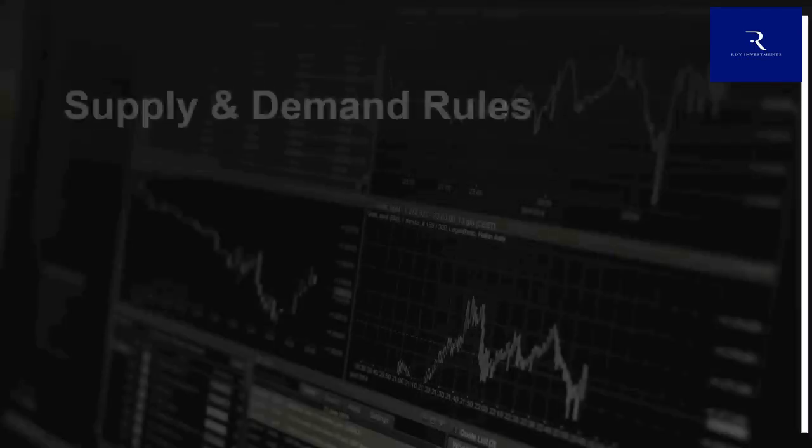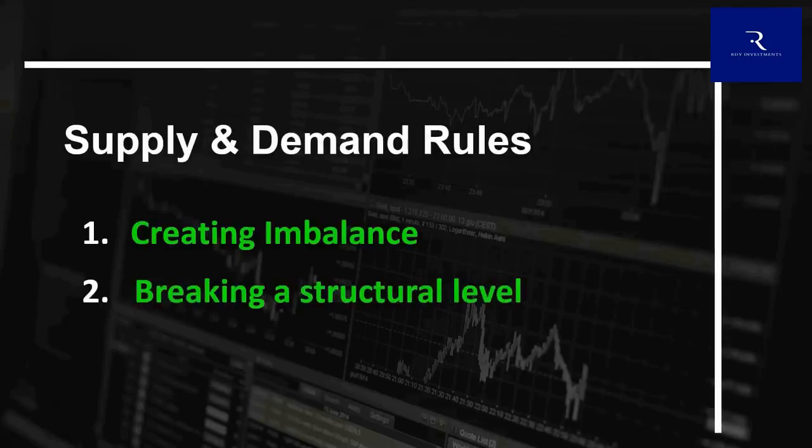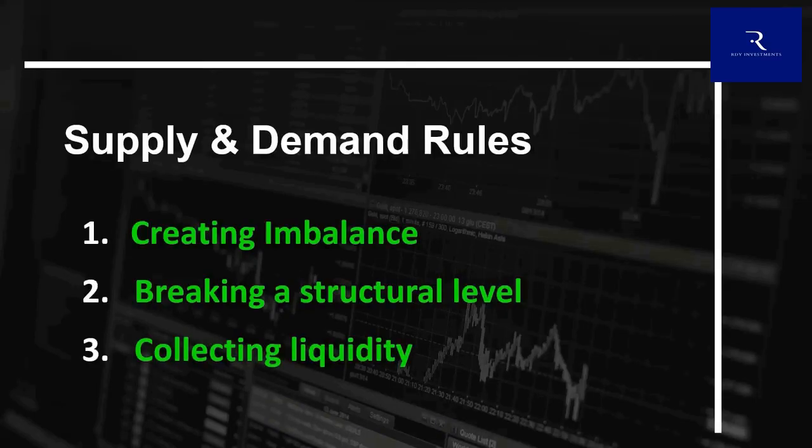We have multiple rules for identifying a key zone. Number 1, it must create imbalance. Number 2, it must break a structural level. And finally, it has to create or collect liquidity. So basically, we have 3 major criteria for a supply and demand zone. The areas that fulfill these criteria are considered key supply and demand zones. The rest are considered internal structure and minor levels.